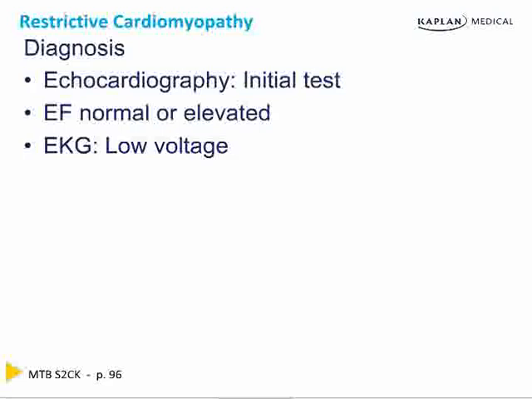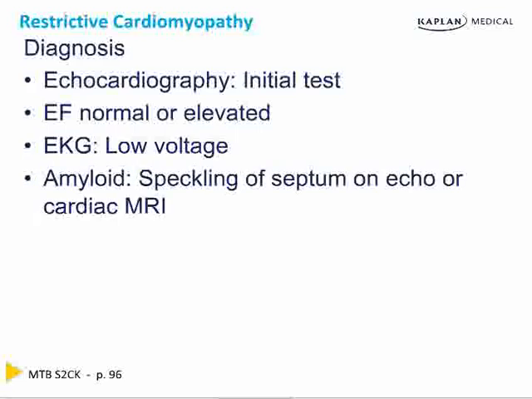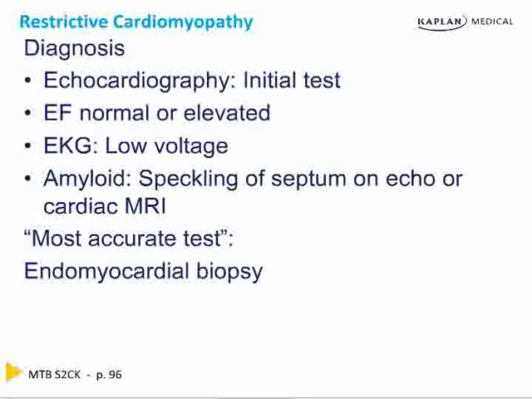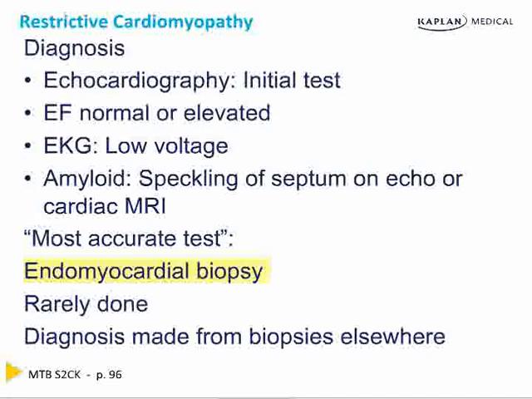Amyloidosis does have a very specific echo finding, and this is important. Amyloid will find on the echocardiogram. On the echo, you will see speckling pattern, speckling, like glass, like light going through crystal, speckled. The most accurate test is frankly rarely if ever done, and that's an endomyocardial biopsy. It's rarely if ever done, but it is the most accurate. Rarely done, but it is the most accurate because you can make your diagnosis by taking samples elsewhere, other tests.